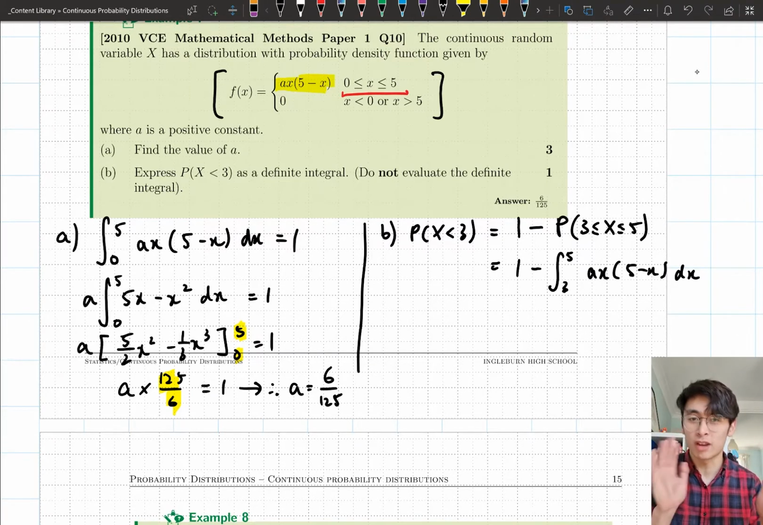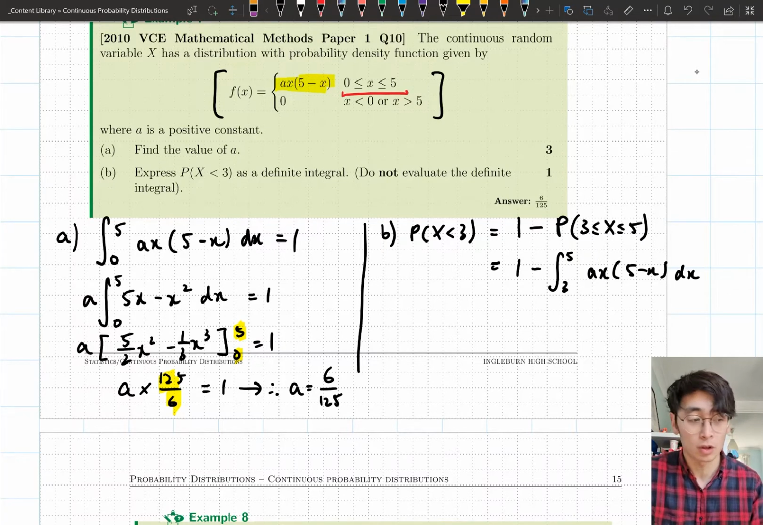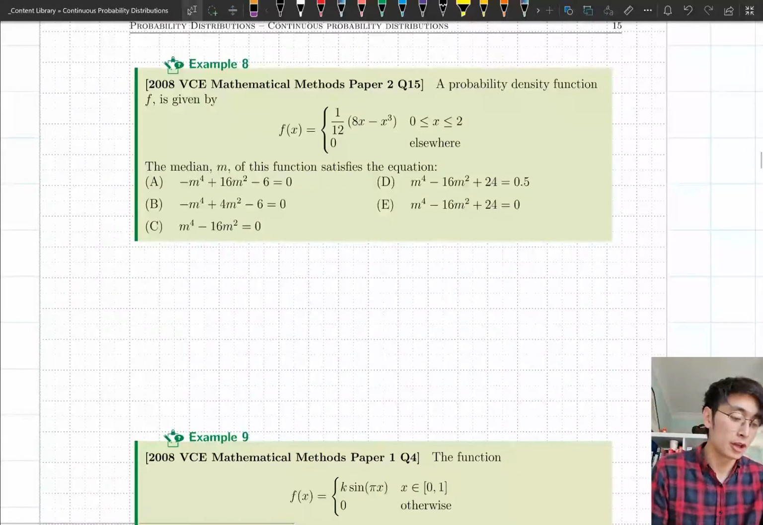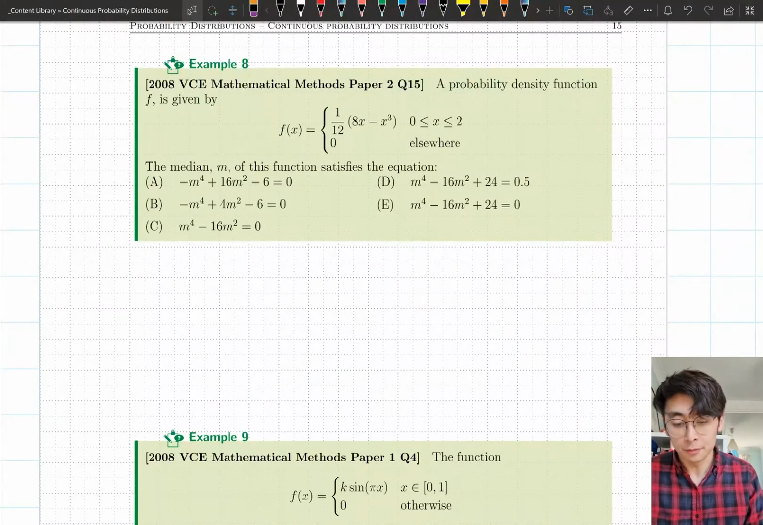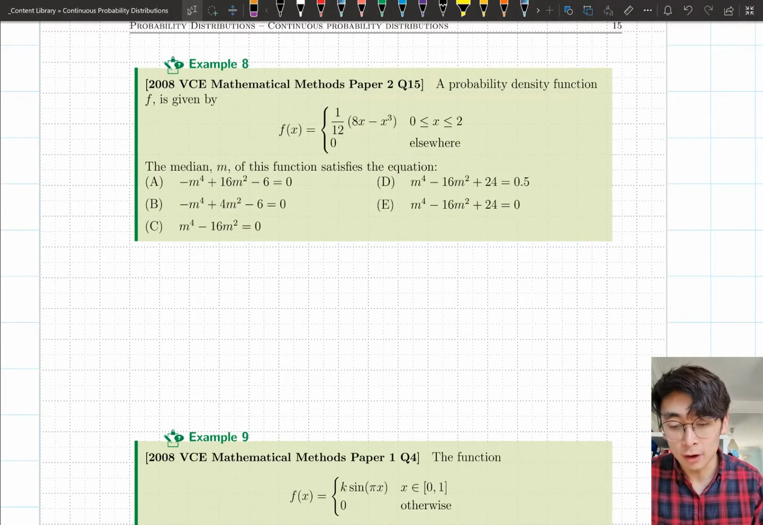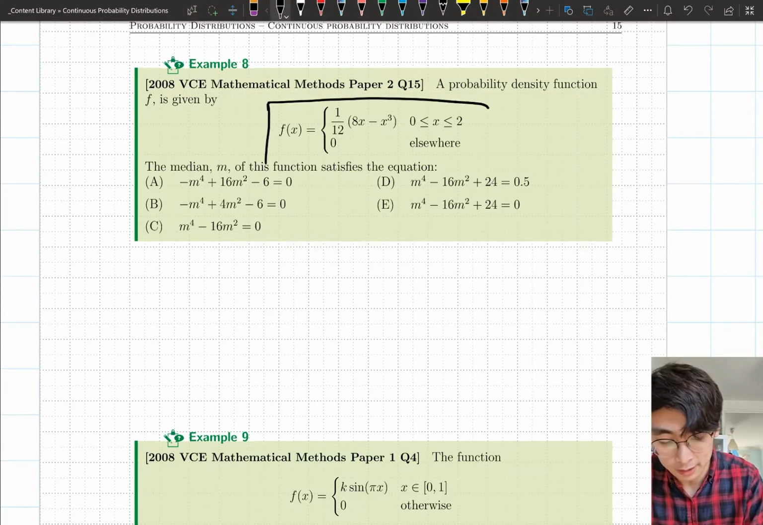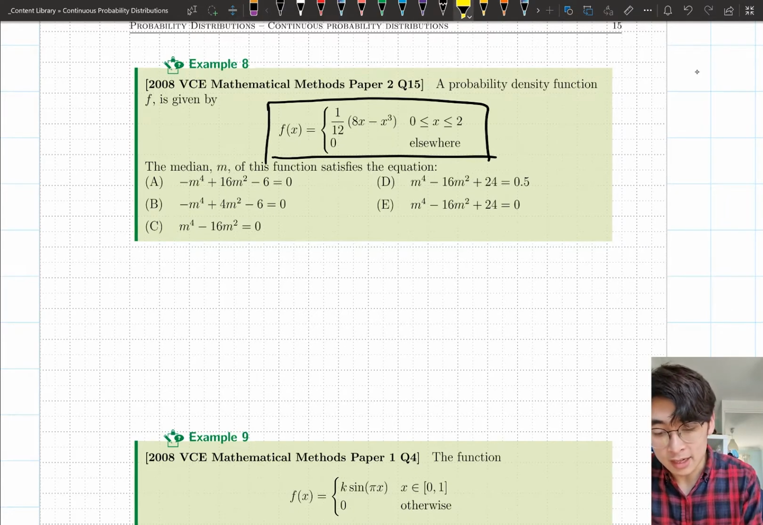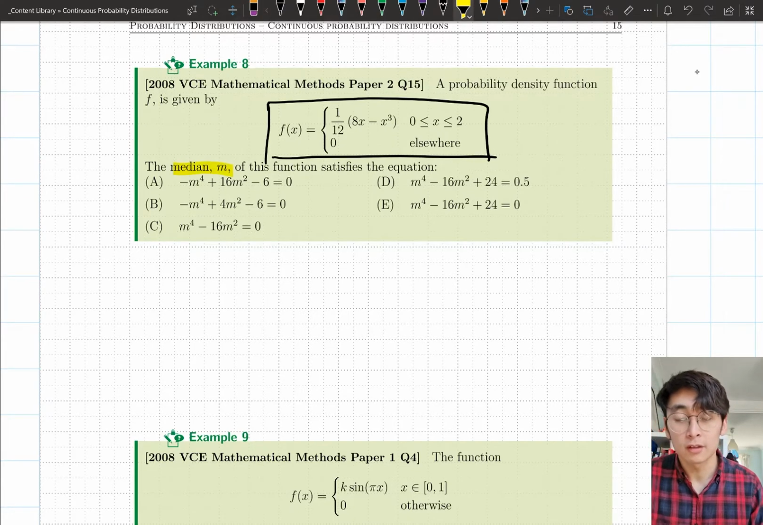And so we had to actually rethink how we thought about this question. Okay, that's this example. Let's flip over the page. Okay, over the page. Here we go. The probability density function f is given by this function. So here, this is our probability density function. And we want to find, if you have a look, the median m of this function satisfies the following equation.